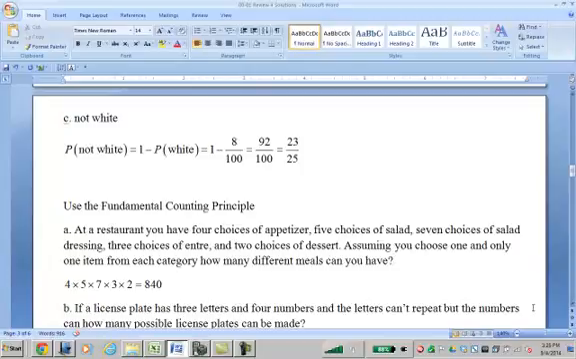Combine those with the appetizer. The appetizer and the salad, how many different combinations are there? 4 times 35, or 140. Combine it with the 2 times dessert, 280, and then times 3 would be 840. So that's the fundamental counting principle for that particular kind of problem.